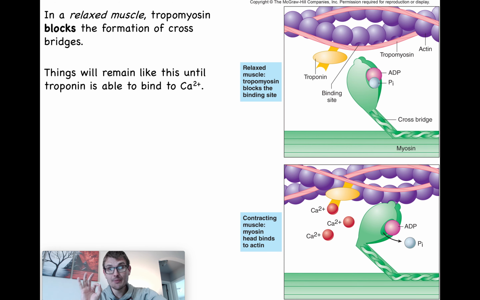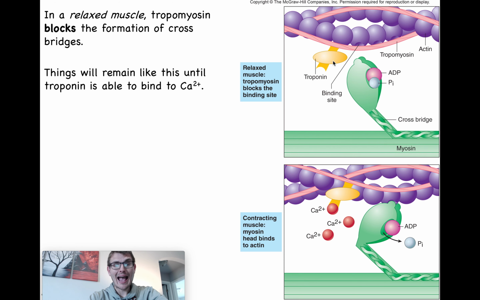Well, with that in mind, the question then becomes, okay, how do we go from relaxed muscle to contracted muscle? Obviously, we are going to have to get that tropomyosin out of the way. So things are going to stay like this until this other protein that you see right here called troponin, which is actually a complex of several proteins, can get its hands on calcium. Troponin is a calcium-binding protein complex. What it's going to do will all depend on whether it has calcium or not.